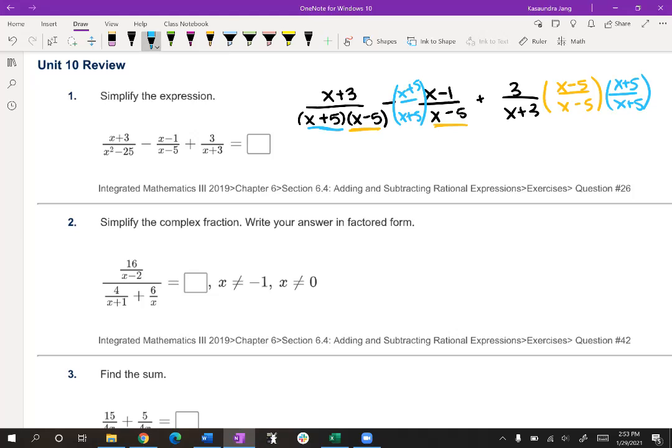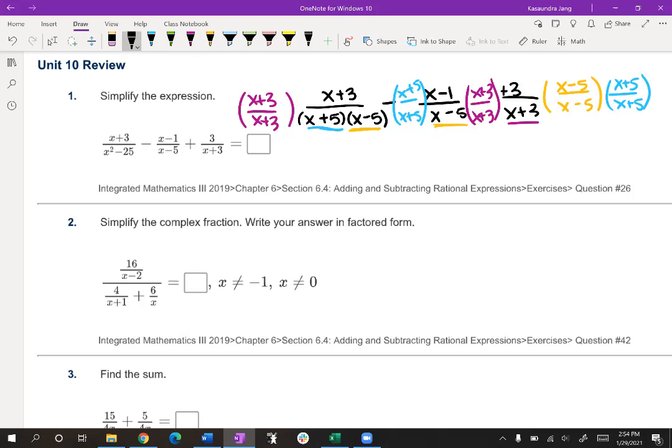All right, and then the only factor I haven't looked at yet was the x plus 3. So the x plus 3 is only in that last fraction. I don't have x plus 3 in the first one or in the middle one. Let's see if I can squeeze this in. Okay. Well, there we go.